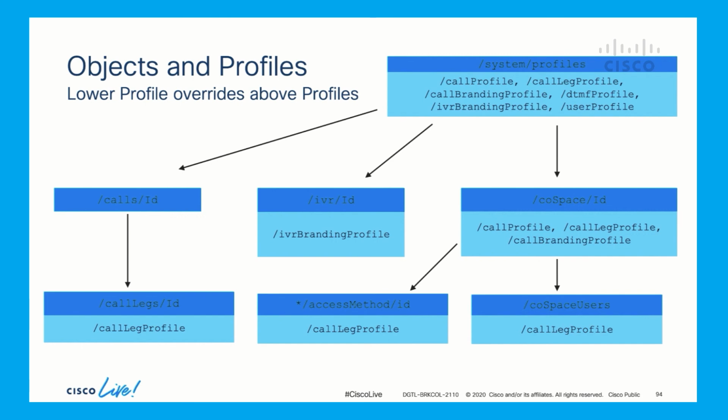For some objects, the profiles can be applied at multiple levels. For example, the call leg profile can be applied to the system profiles, to the space level, to the space user and access methods. In this case, the deeper we go, that profile will have higher preference than the one in the levels above.